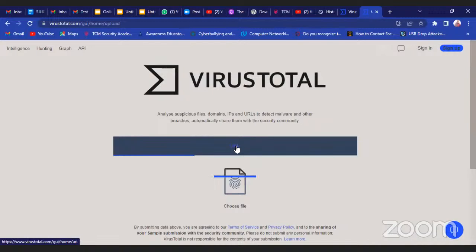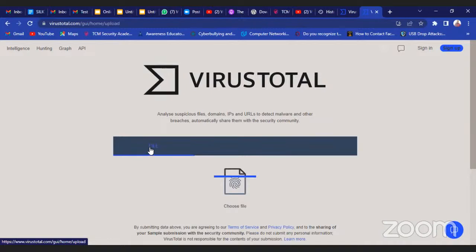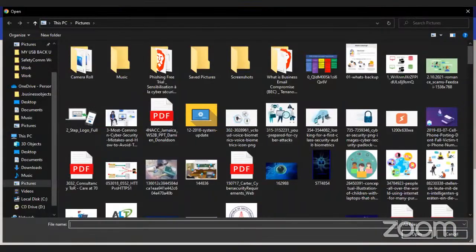URL, you post it if you click URL. It will tell you to post the URL and then you can post it here. Like this is the URL for VirusTotal that I posted in the chat earlier on. And then maybe I don't have a file to upload right now, but if it is a file, you'll say choose a file that you want to upload and then it will come to your machine.